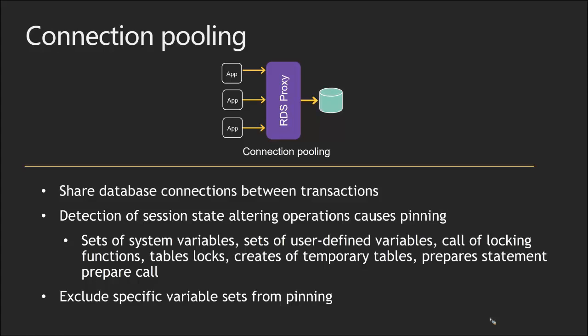So if that happens, we will detect that situation, and we will not share it until that connection is done, or that connection closes, or the application finishes that action, and then we can share that connection again. So those types of scenarios are detected so that we don't have basically any difference in the behavior of the database, whether you're using the proxy or not using the proxy.